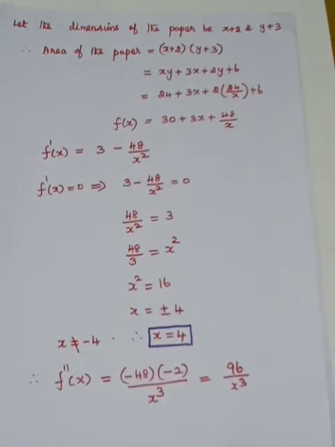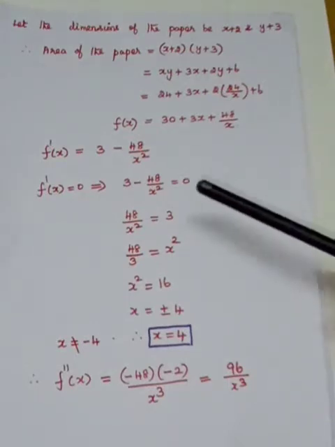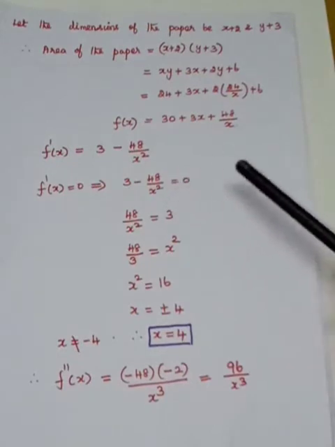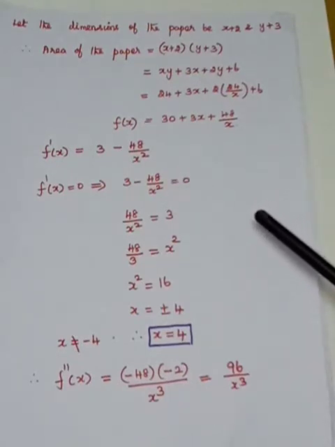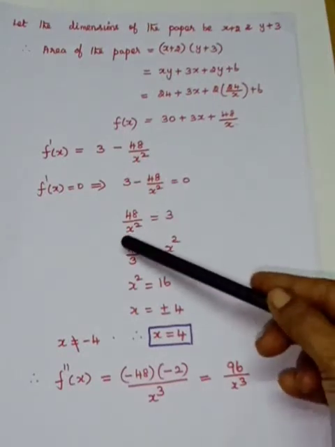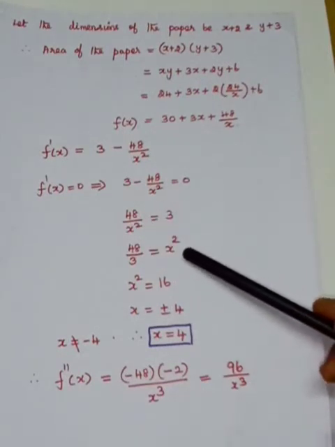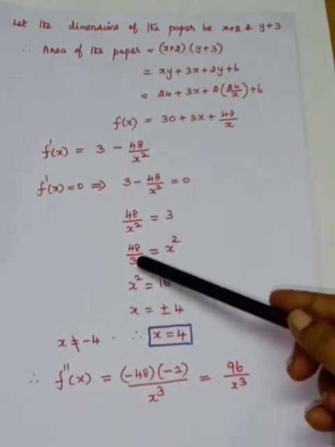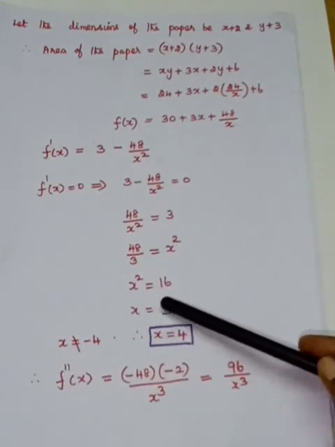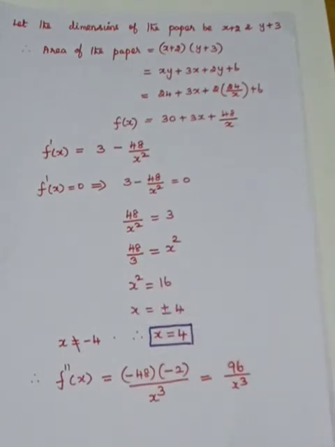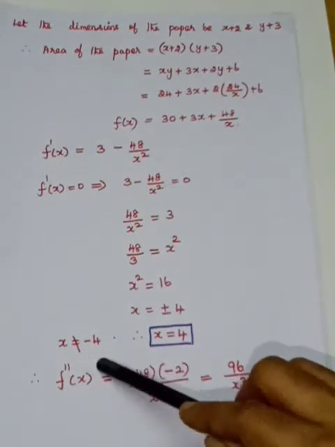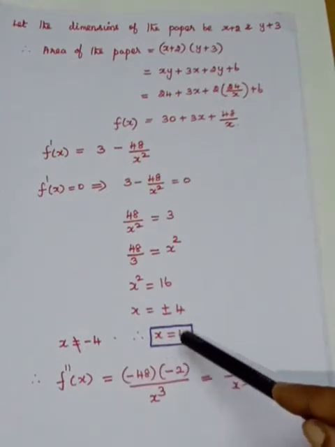What will be the next step? You have to equate to 0. So 3 minus 48 by x squared is equal to 0. This minus 48 by x squared, when you take it to the other side, will become positive. So 48 by x squared is equal to 3, so 48 by 3 is equal to x squared. So x squared is equal to 16, x is equal to plus or minus 4. It is a length, and length cannot be negative. So x is not equal to minus 4, so x is equal to 4.